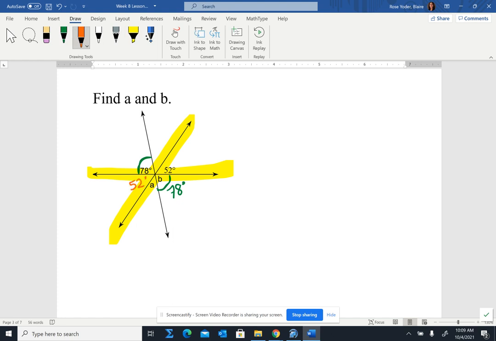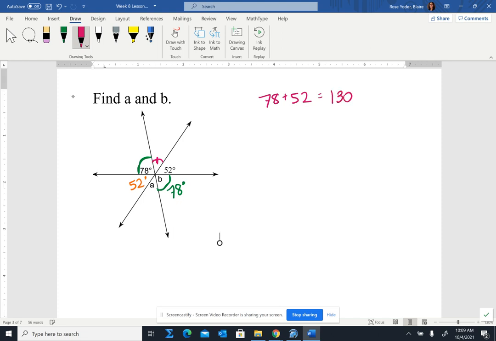And then I still need to do some calculating with 180 to find out what's left over for this one here. So I'm going to do 78 plus 52. Let's add those up and see what it equals. It's 130. And then I want to see what's left over from 180 degrees because these three put together make up a straight angle. So I am left over with 50 degrees. And then good news, I get A for free. So A is 50 degrees, B is 78 degrees.